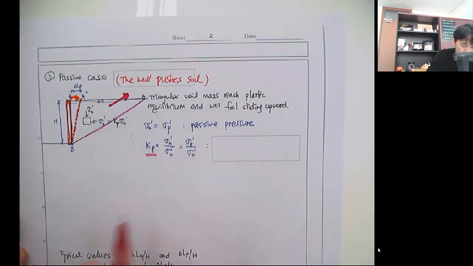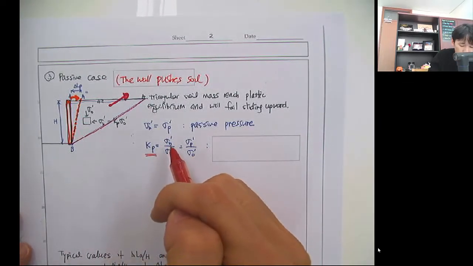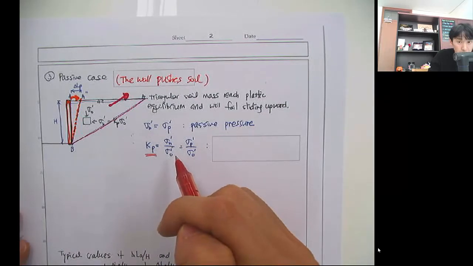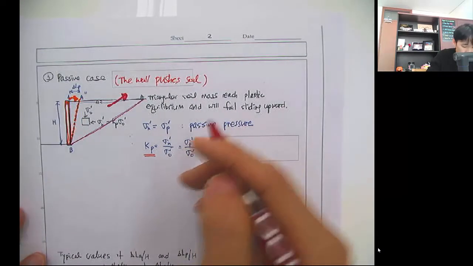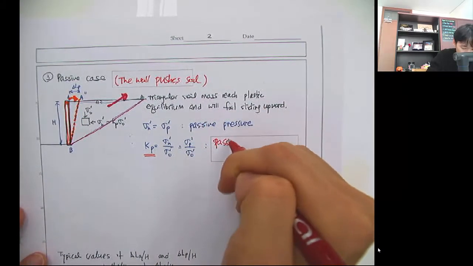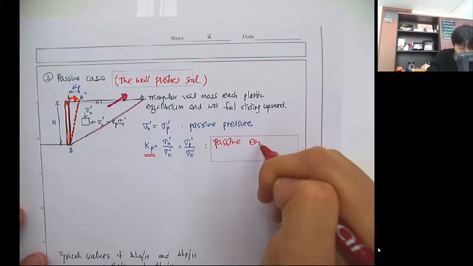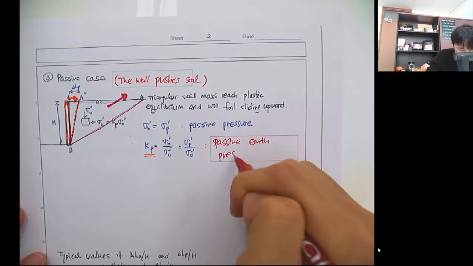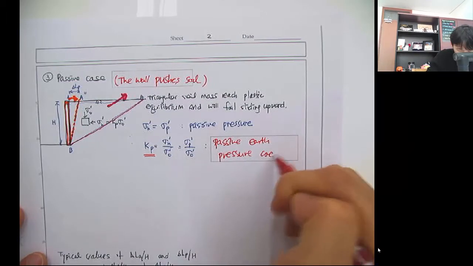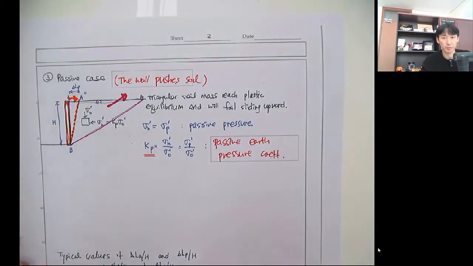Kp, the ratio between sigma H prime over sigma B prime, or sigma naught prime, is called the passive earth pressure coefficient.